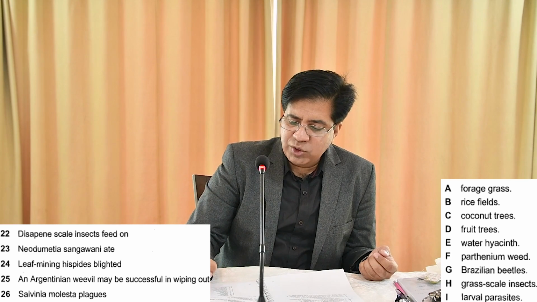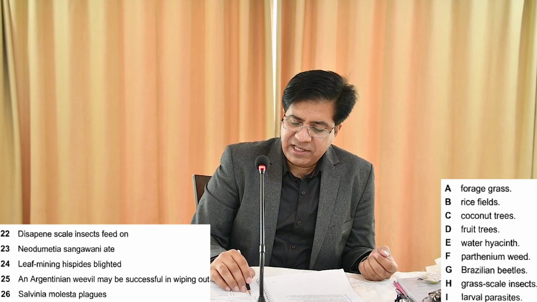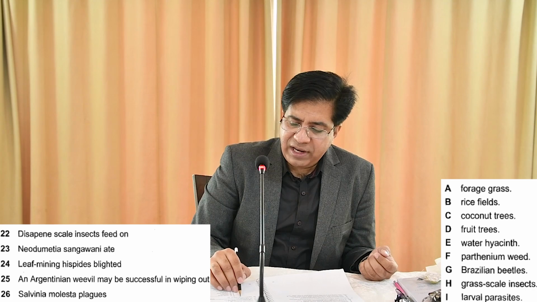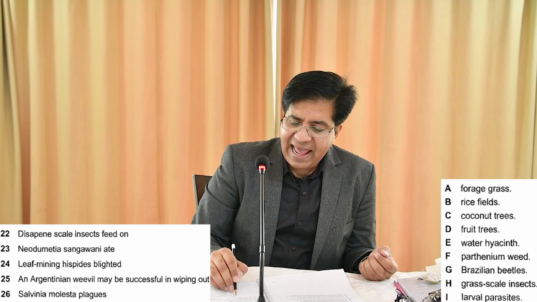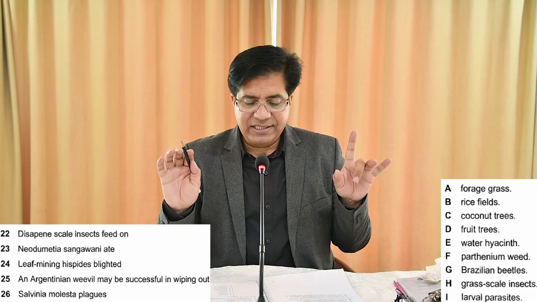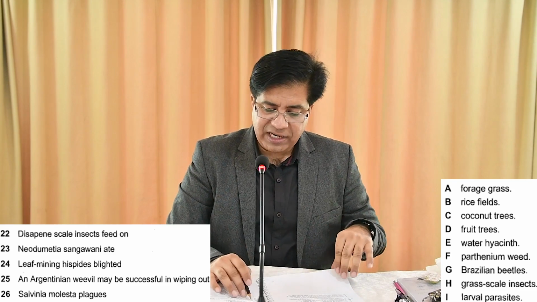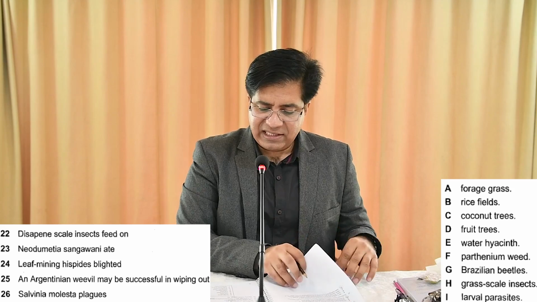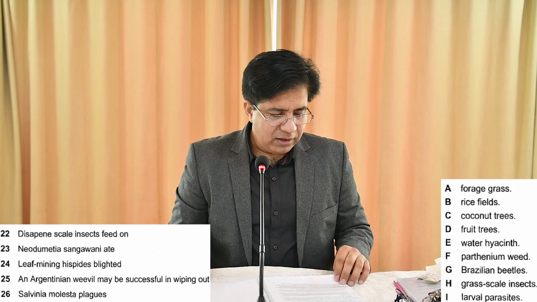And wipe out means to eliminate and finish. Question number 26. Salvinia molesta plagues. Plagues what? It plagues something. Okay. Now listen. Let's look at the answer for 22. Dispense scale insects feed on.